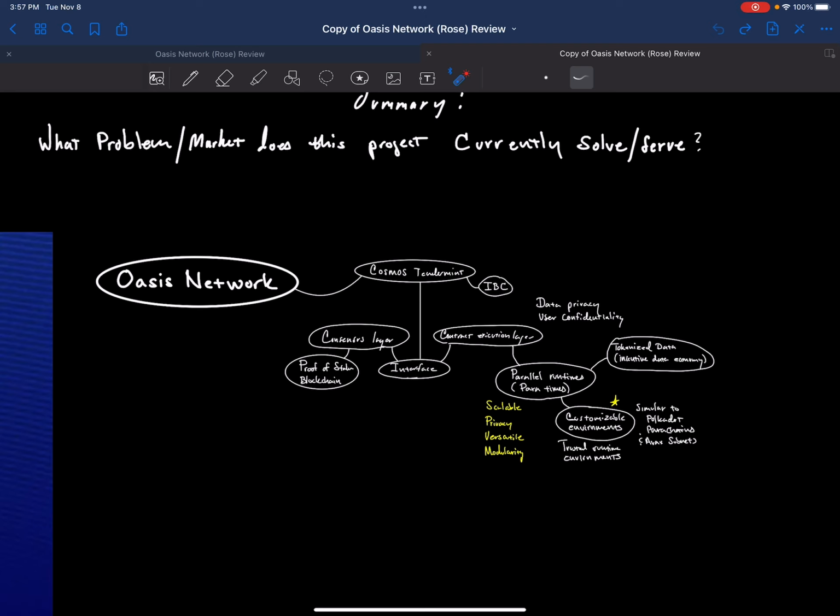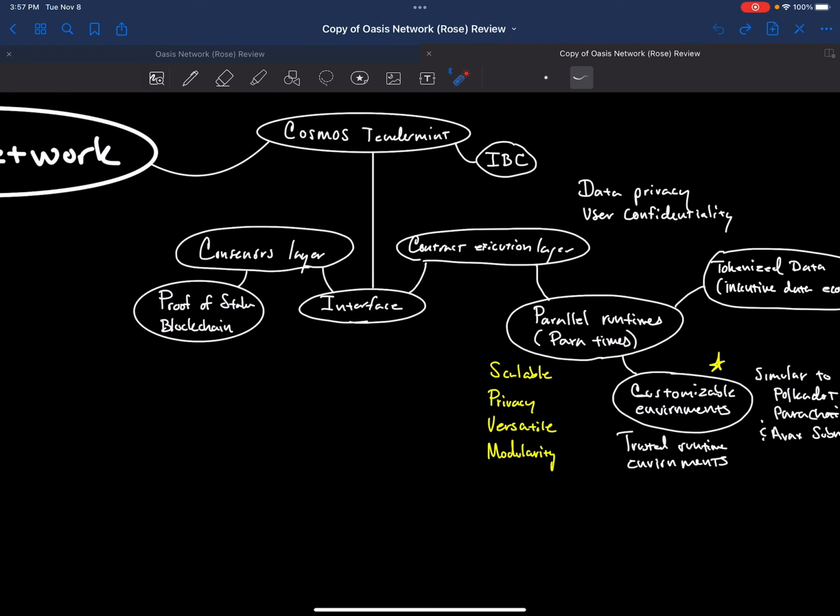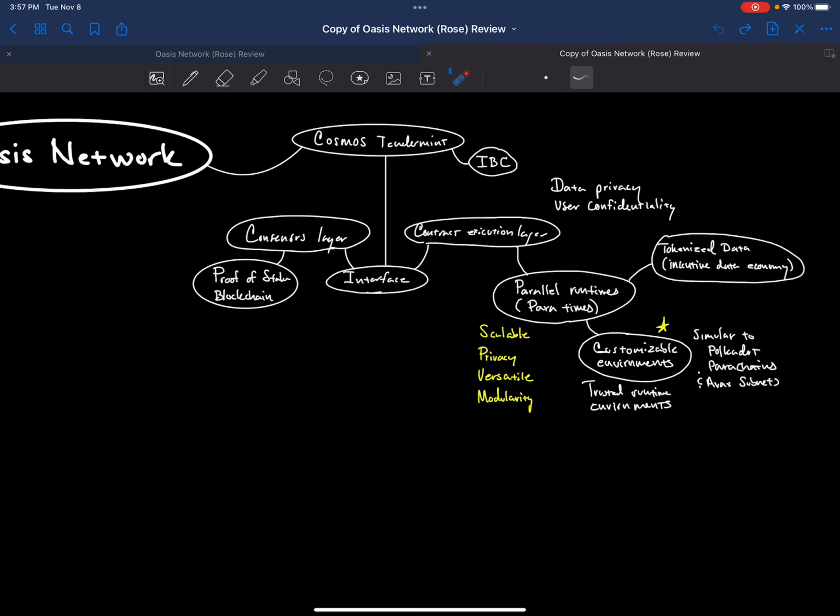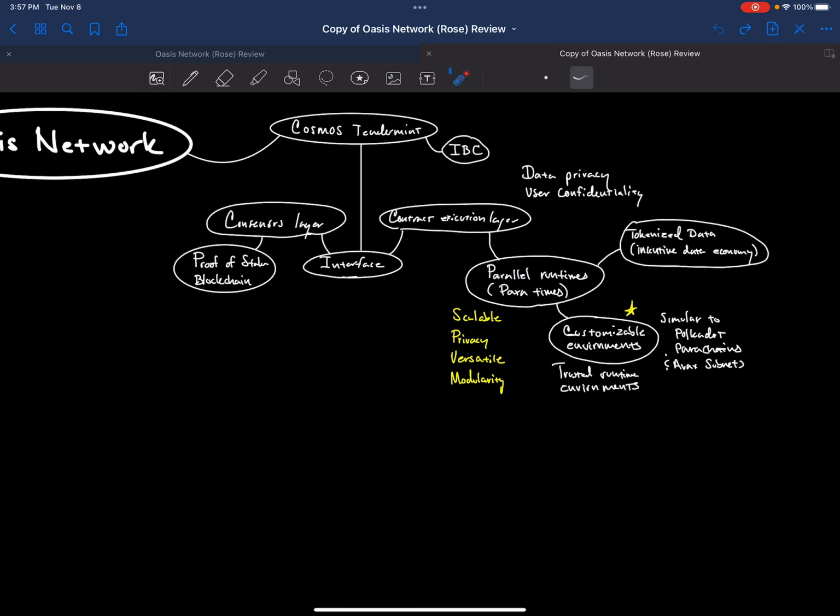It's a standardized toolkit for developers, so that allows for developers to build out quickly because it's standardized at this point. It is split into two components, consensus layer and the contract execution layer, which have an interface to each other to communicate. The consensus layer handles the proof of stake part of the blockchain. The contract execution layer is where you're going to get your smart computer logic.